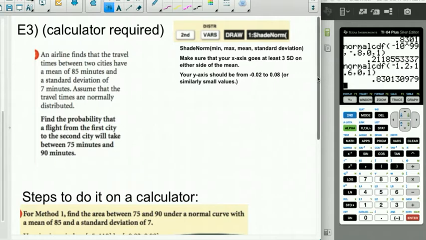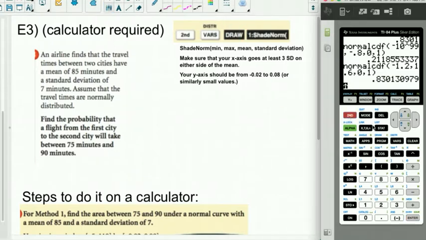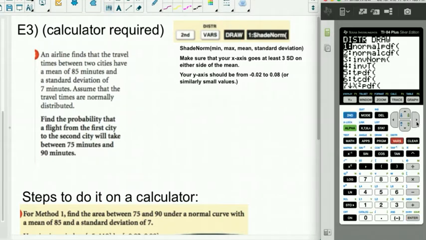In order to do this, we're going to go over to second VARS, and then we're going to scroll over to draw. And what we want is shade norm.